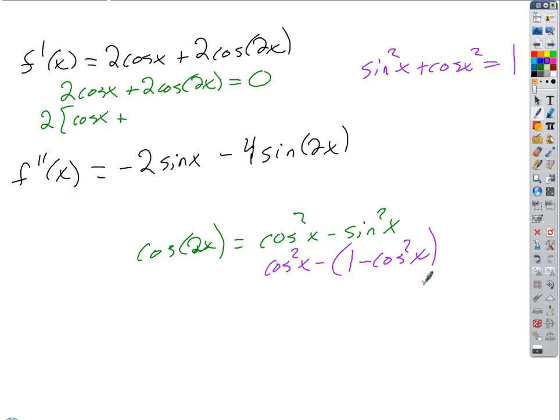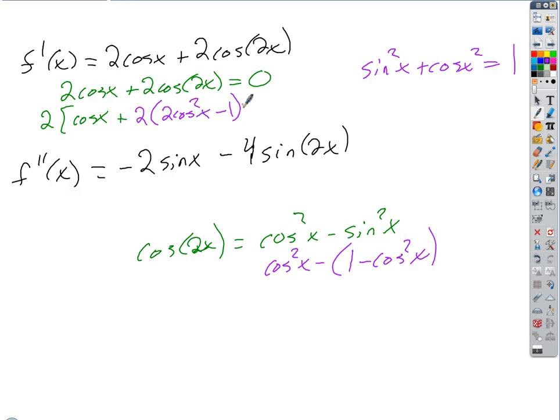So really, there are three forms to this. Either you could have it this way, or you could have 2 cosine squared x minus 1, or 1 minus 2 sine squared x. Those are all equivalent. But you don't have to remember the two bottom ones. You can always just derive them for yourself. Okay, so we're going to write this as 2 times the quantity 2 cosine squared x minus 1.